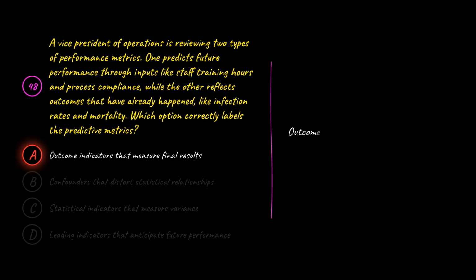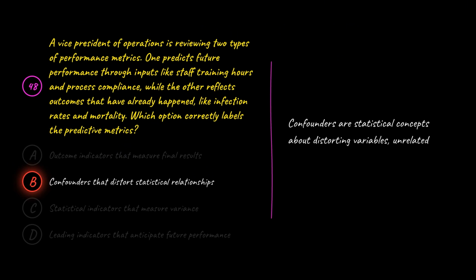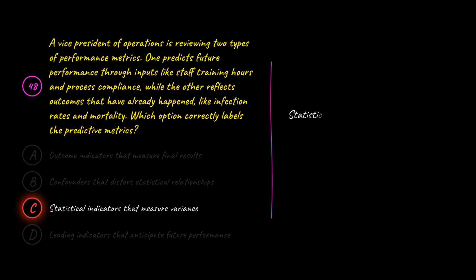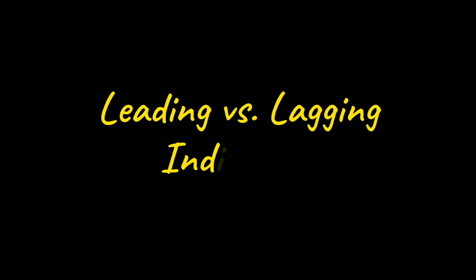A is wrong because outcome indicators measure final results and are lagging by nature, not predictive. B is wrong because confounders are statistical concepts about distorting variables, unrelated to predictive performance metrics. C is wrong because statistical indicators is not a standard category in the performance measurement vocabulary, and it does not capture the leading versus lagging distinction.